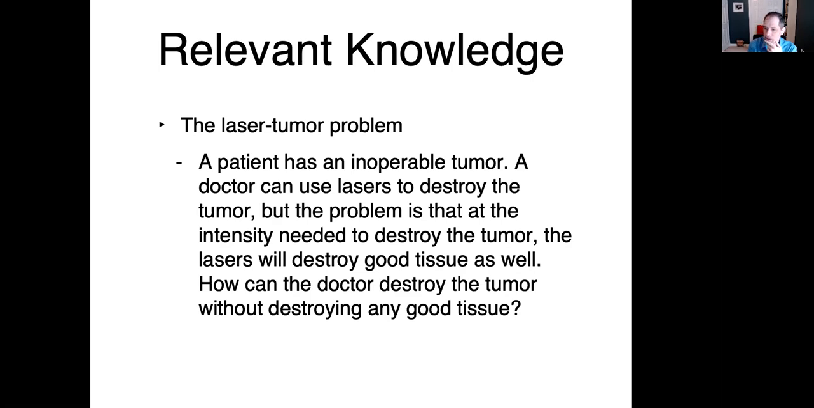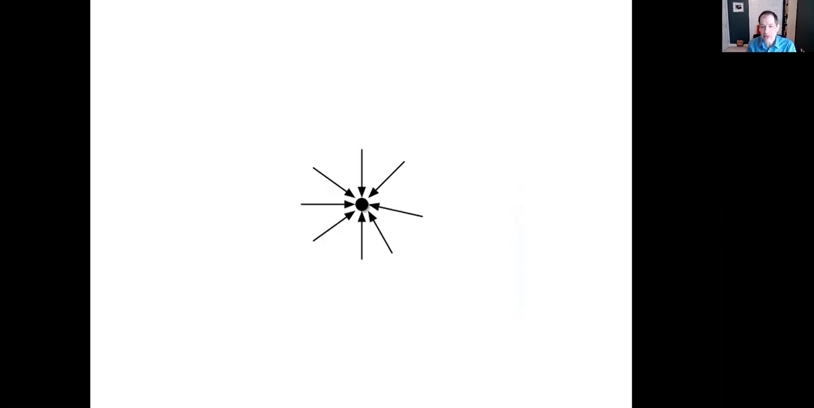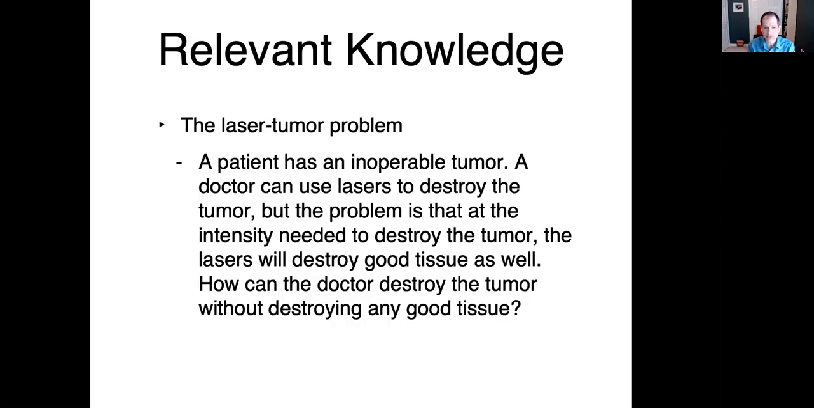Yes, a bunch of weaker lasers from different directions. Exactly. If anyone hasn't thought about this, let's look at the analogy. The solution is going to be something like this: you have the tumor, you get some lasers that are low intensity, not going to damage anything. But when they meet, they sum at that intersection to be strong enough to destroy the tumor. So weaker lasers from different directions will solve the problem. And that's the solution they were looking for.